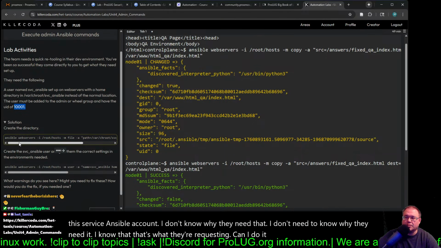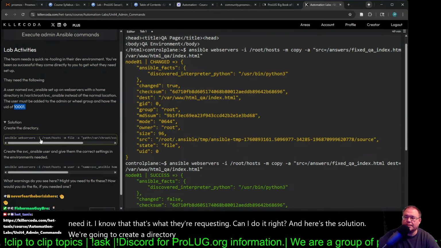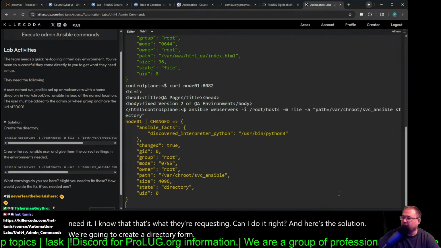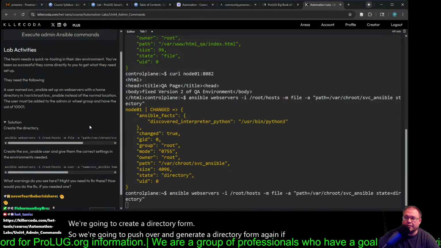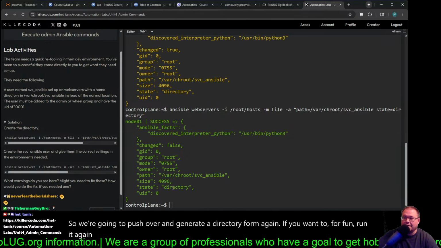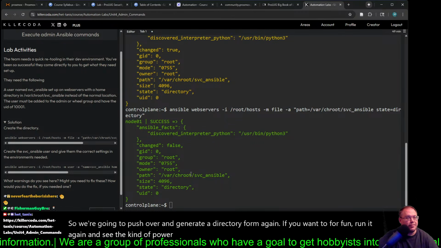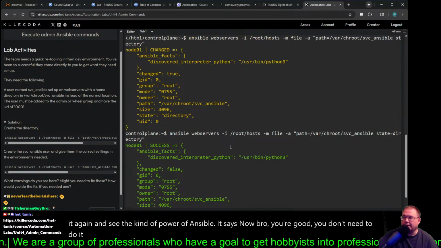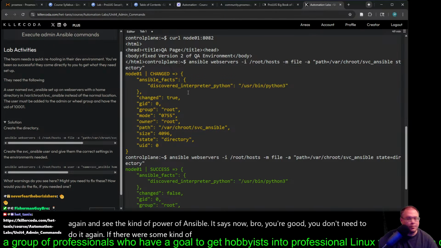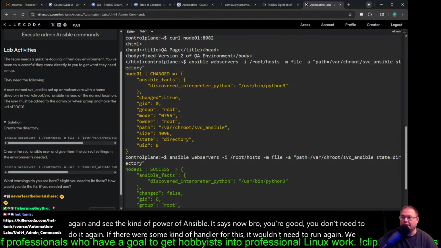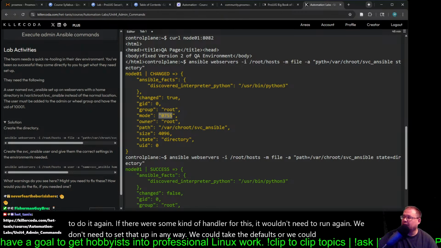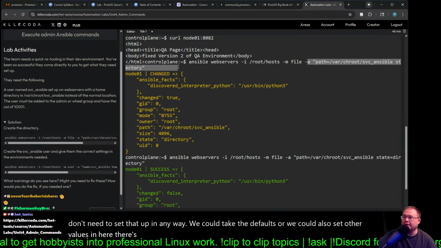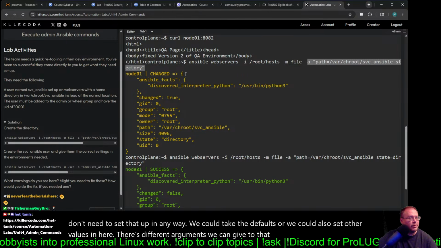And here's the solution. We're going to create a directory, so we're going to push over and generate a directory. Again, if you want to, for fun, run it again and see the kind of power of Ansible. It says, nah, bro, you're good, you don't need to do it again. If there were some kind of handler for this, it wouldn't need to run again. We don't need to set that up in any way. We could take the defaults, or we could also set other values in here. There are different arguments we can give to that module, and we can keep loading them up.